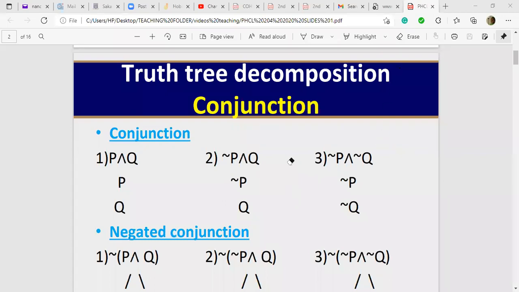Which compound is this? I'm on the screen now. Which compound is this one? There is only one hand now.